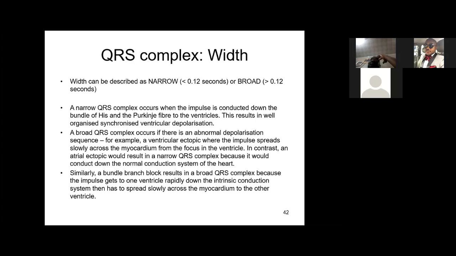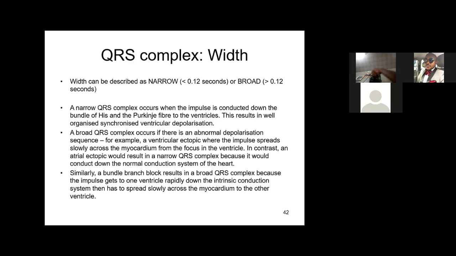A broad QRS complex occurs if there's an abnormal depolarization sequence. For example, a ventricular ectopic where the impulse spreads slowly across the myocardium from the focus in the ventricle. That means that there's an ectopic beat originating within the ventricles. In contrast, an atrial ectopic results in a narrow QRS complex because it will conduct down the normal conduction system of the heart.